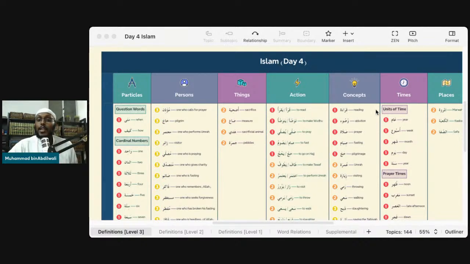These two, time and place. Time and place are the words we would use in a prepositional phrase. The prepositional phrase is the phrase where you say where something is or when something is. That's when you would use a word from one of these two columns.